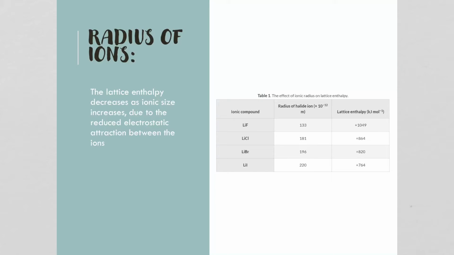The radius of the ions also plays a role. If you look at the table here, we were looking at the ionic compounds lithium fluoride, lithium chloride, bromide, iodide, and so on. The lattice enthalpy decreases as the ionic size increases, as you can see in this table, because fluoride would be the smallest and iodide would be the largest. That's because of the reduced electrostatic attraction between the ions: as the ion gets bigger, the force between the two is smaller because the nucleus is further away.